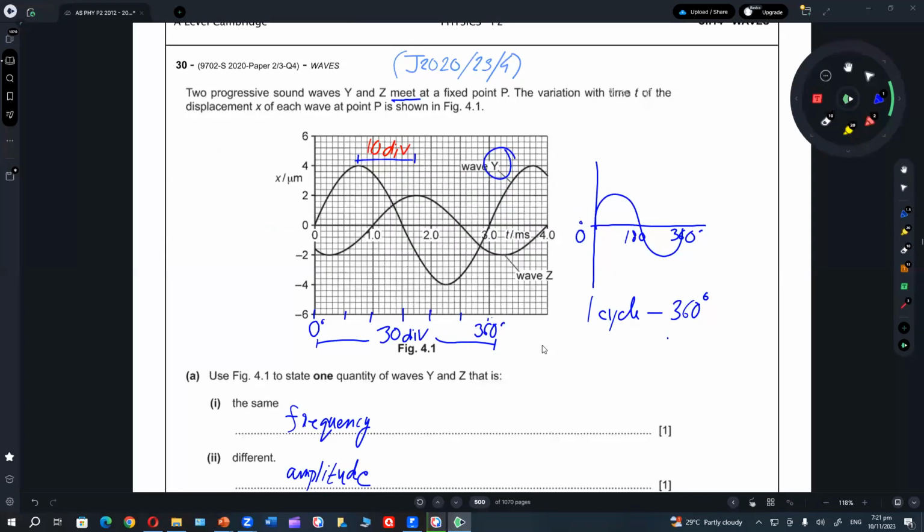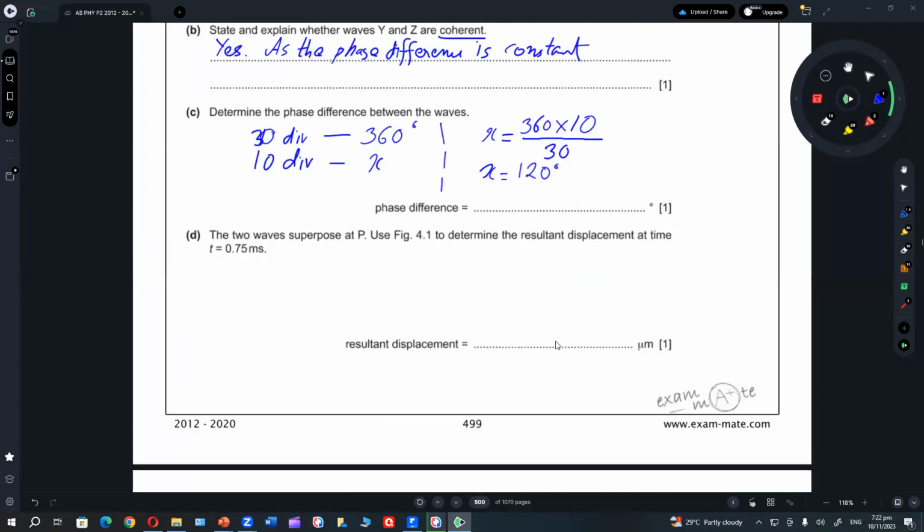How do we find the phase difference between two waves? Take two common positions like two crests, two troughs, and subtract them in terms of divisions. Remember, one cycle is 360 degree. Now we move to our next part.